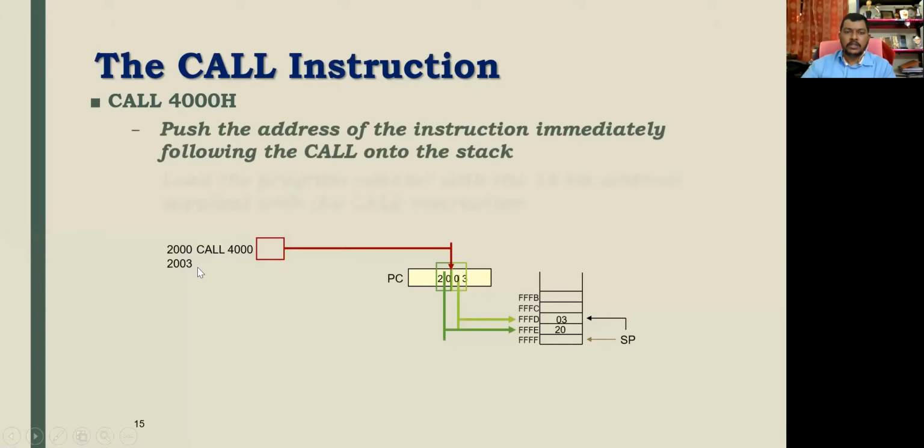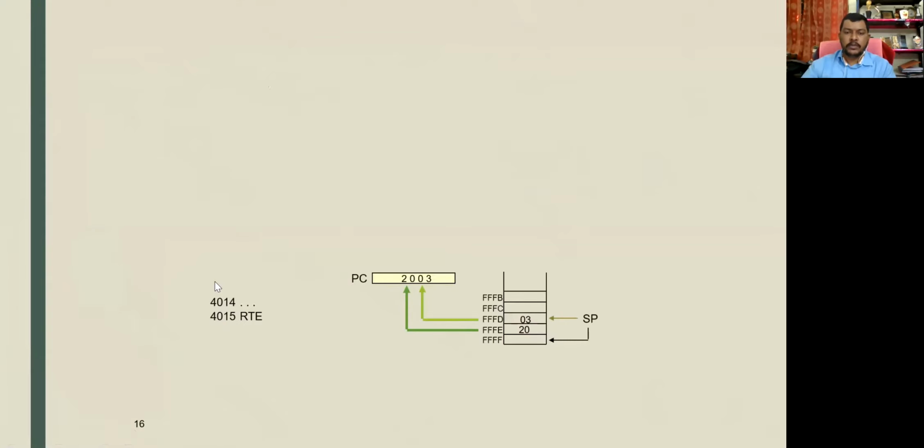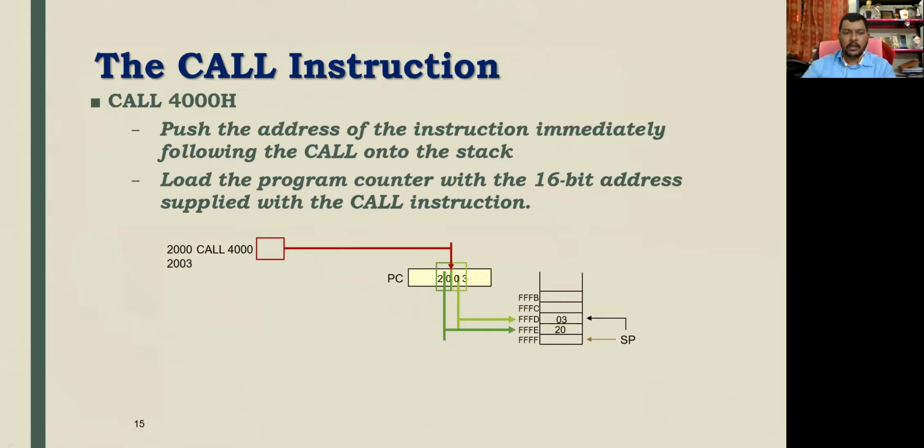This is how the call instruction is used and how it is loaded, as shown over there. So call 400 will load the program counter with 2003. The program counter is now empty, so it will be loaded from 400, and it will start executing the instructions from the memory location where the small program, the subroutine, is stored.